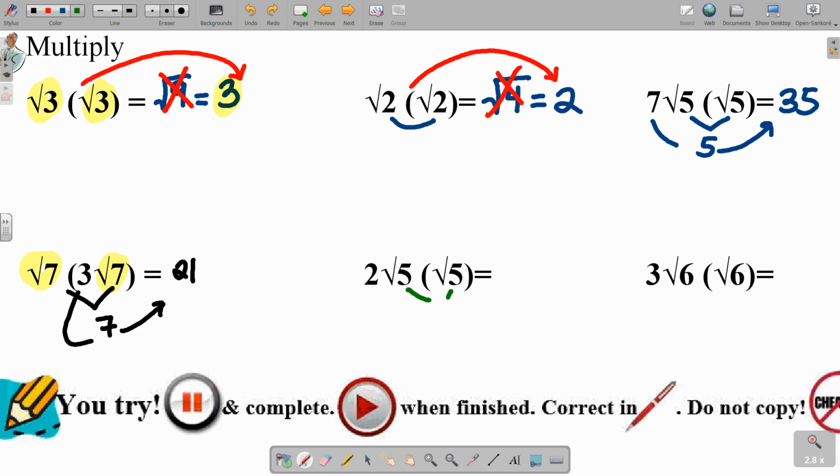Root 5 times root 5 is simply 5. 2 times 5 is 10. Root 6 times root 6 is 6. And then you have this coefficient 3. 3 times 6 is 18. Study the patterns you see in these two rows.